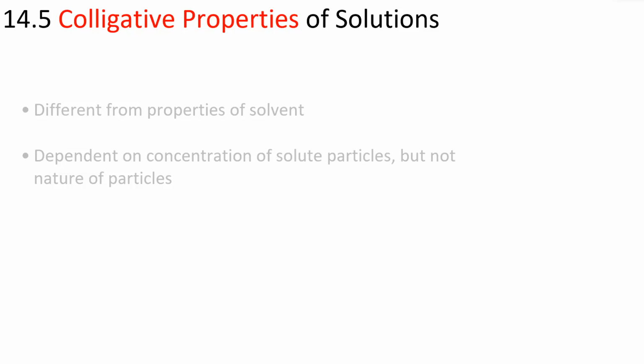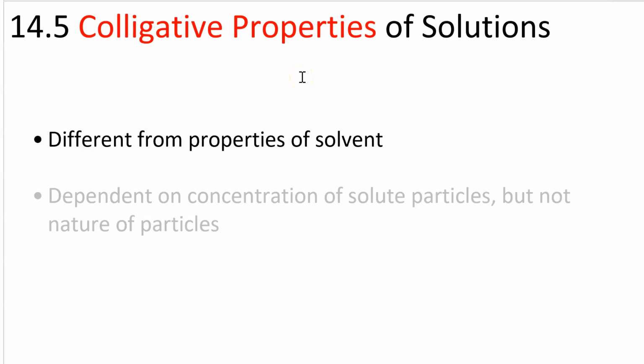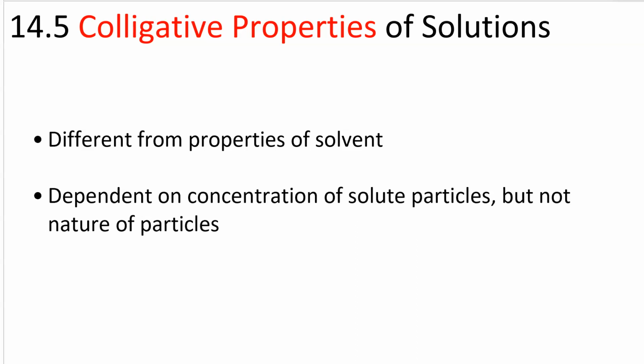Colligative properties of solutions. Colligative properties are different from the properties of the pure solvent. For instance, boiling points and melting points can be altered. Another interesting thing about colligative properties is it doesn't matter what type of solute you have, it just matters the concentration of your solute particles.